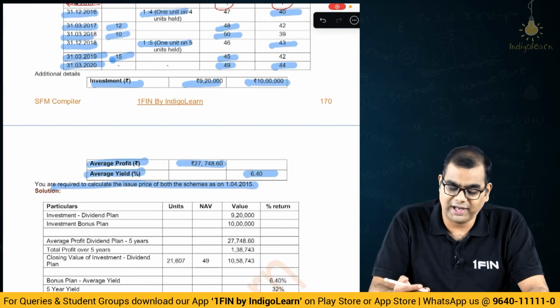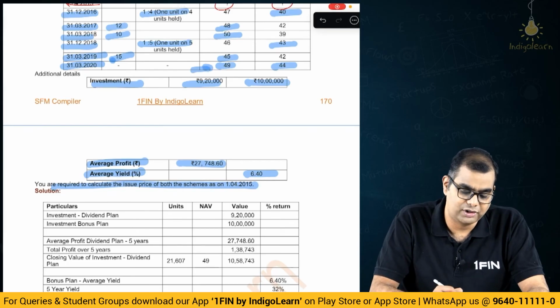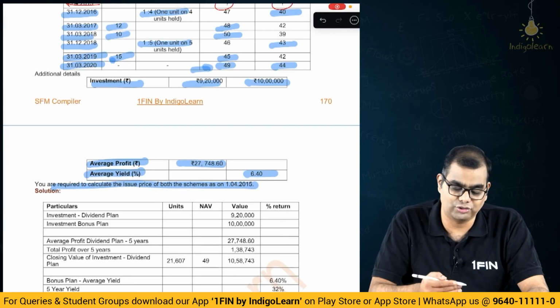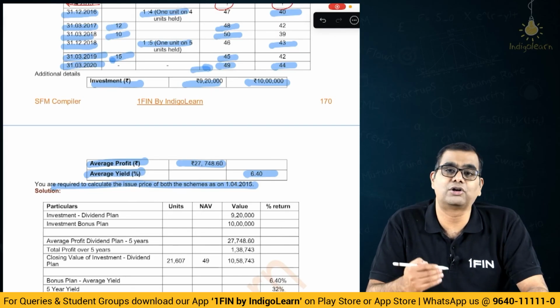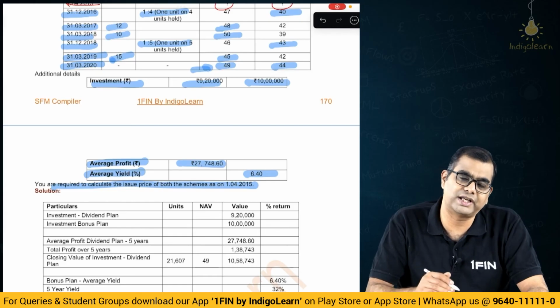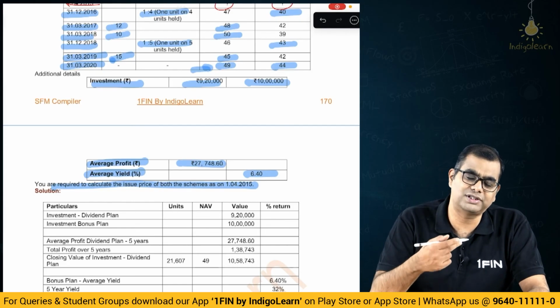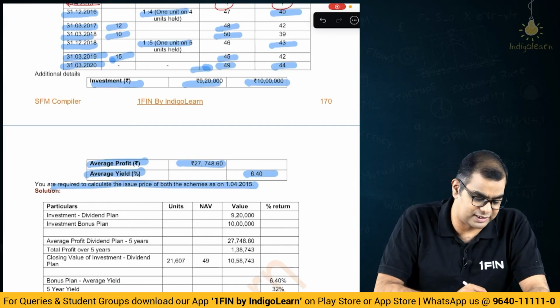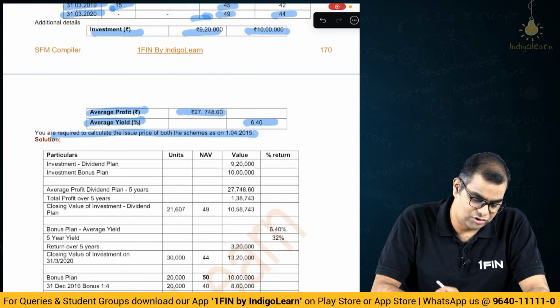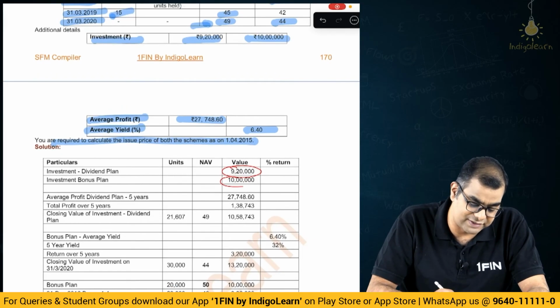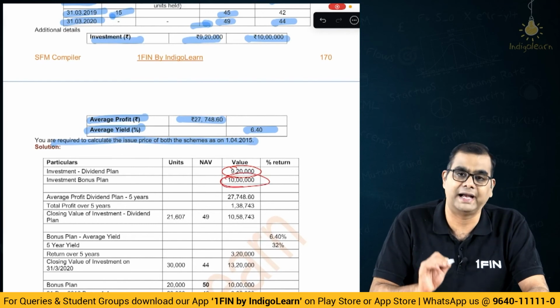So now you have closing NAV, you have initial investment. You are supposed to divide the closing investment value by the closing NAV to get the closing units. From closing units, you work backwards and arrive at opening units. That is the simple logic. If you look at the data, I am first plotting the data. You have investment values of 9.2 lakhs and 10 lakhs.